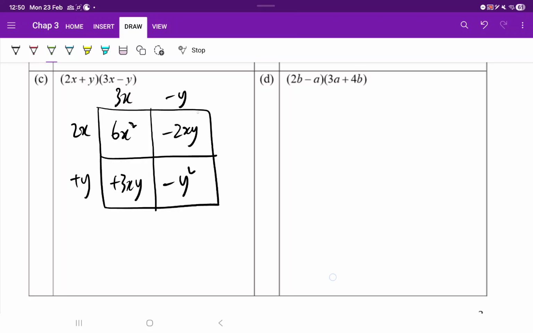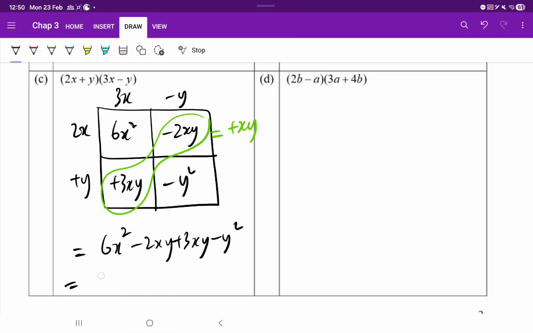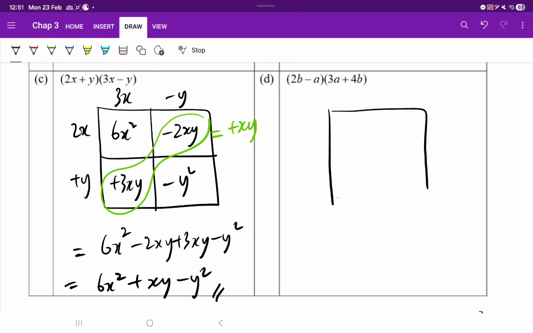Okay, so I've gotten the expansion form. Now I circle the diagonal. I got plus xy. So the answer here is 6x squared minus 2xy plus 3xy minus y squared, which is 6x squared plus xy minus y squared. Okay, the last one. The last one on this page.